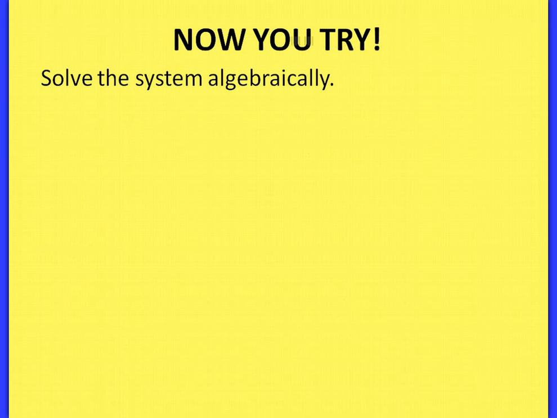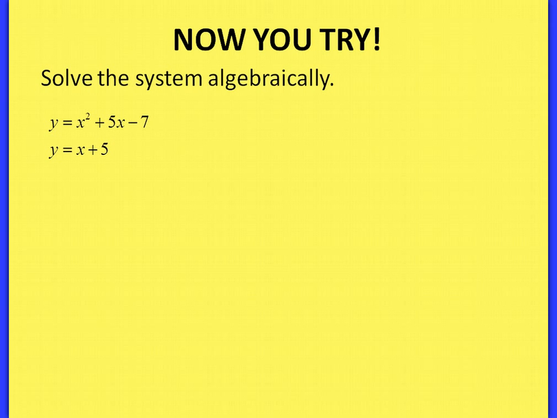Okay, now I'm going to give you one to try. We have y equals x squared plus 5x minus 7, and y equals x plus 5. I'll give you a moment to pause here and try it on your own. Okay, now that you've gotten it, or you've gotten as far as you can get, let's take a look at what we would have done.